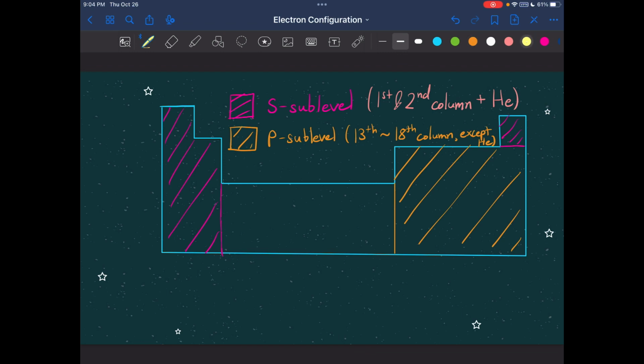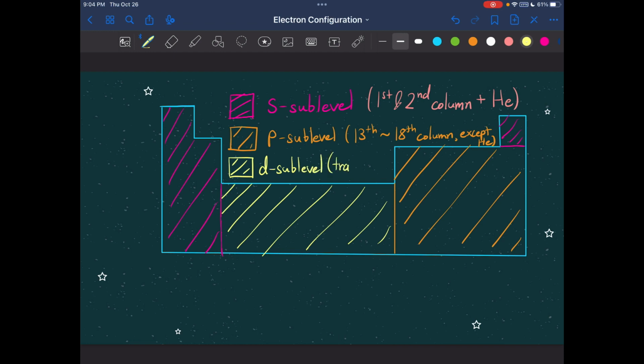Next is our D sublevel, okay? So, the D sublevel is pretty simple because here's the reason why. The D sublevel is based on the transition metal, something that you guys have learned previously about when we talked about families. D sublevel is based on the transition metal. Okay. And then there's also one more section, which is the bottom two rows that you guys have probably seen on the periodic table.